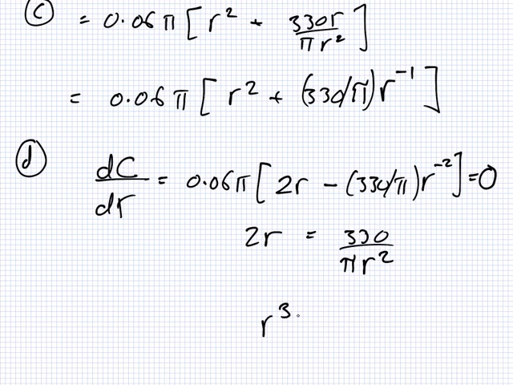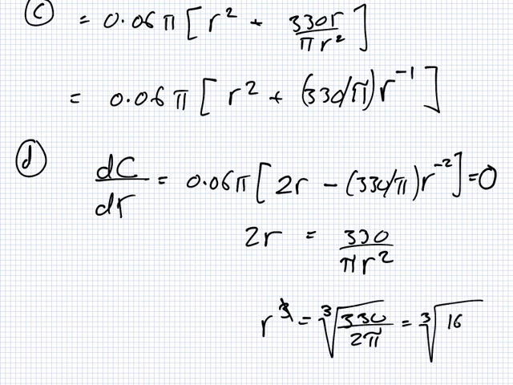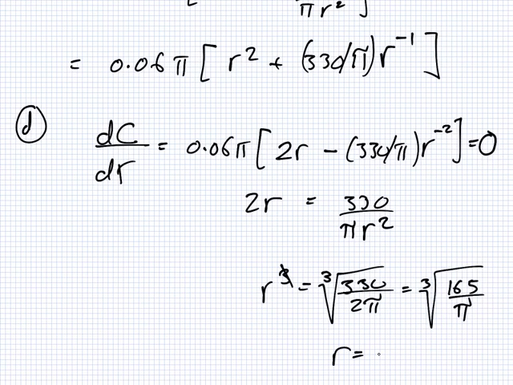So that means r cubed should equal 330 over 2 pi. So r is the cube root of that, which will be the cube root of 165 over pi. What is the cube root of 165 over pi, please? 3.745 centimeters then.